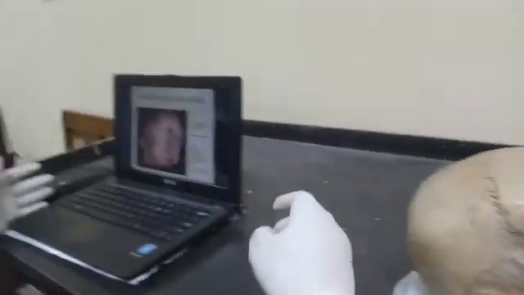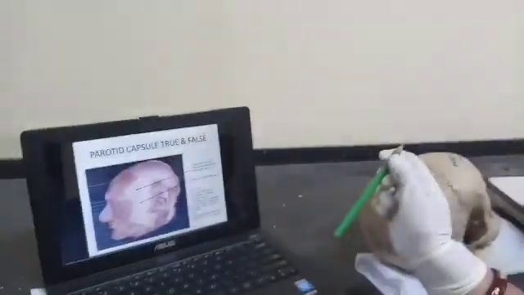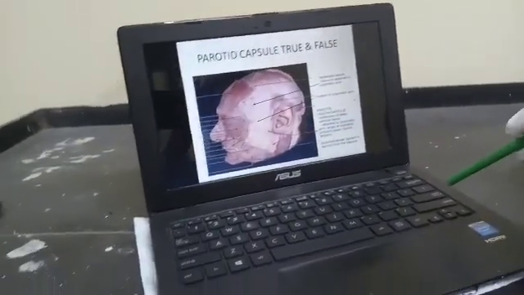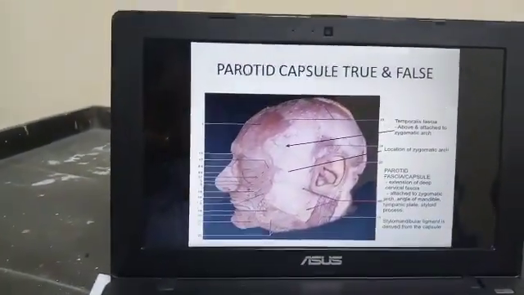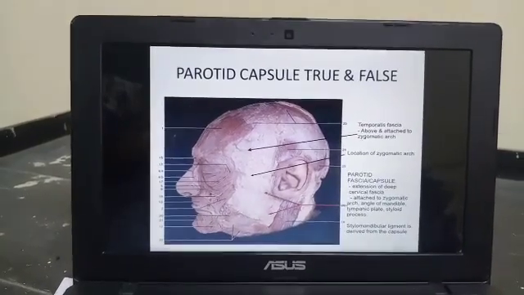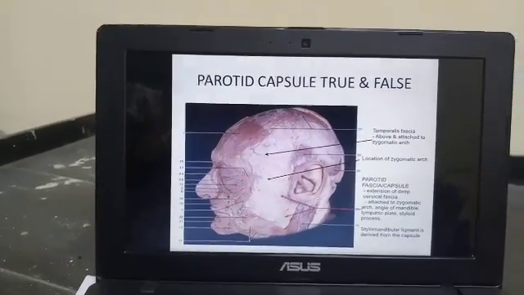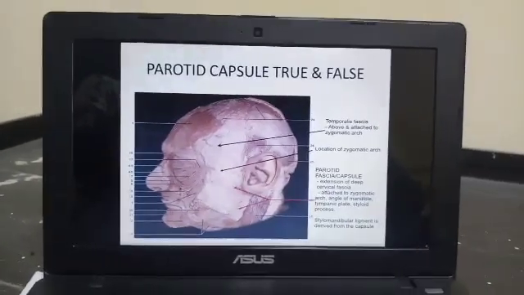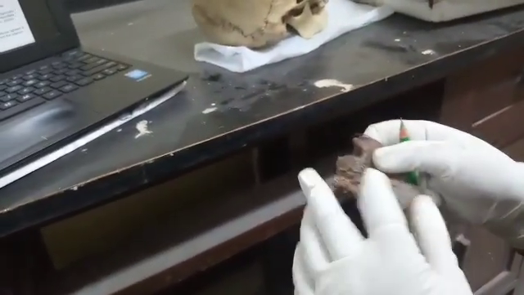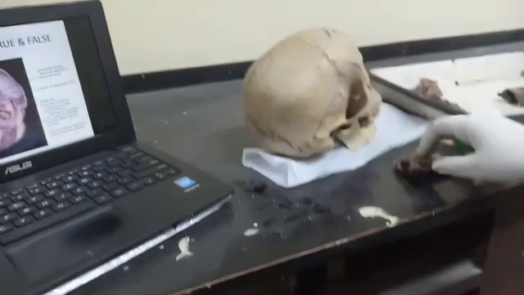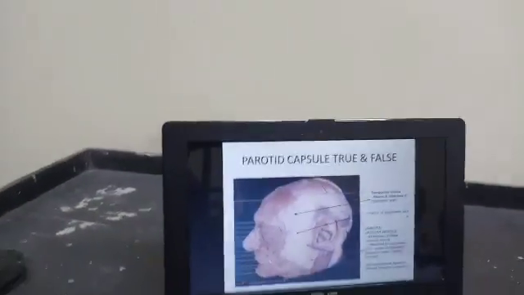We are starting with a brief view of our lecture topics, because these are already taught to you. The parotid capsule that you can see: we know that there are two capsules, a true and a false capsule. The true one is the condensation of the fibrous stroma of the gland, and it condenses and makes a true capsule, and outside it we get a tough false capsule.